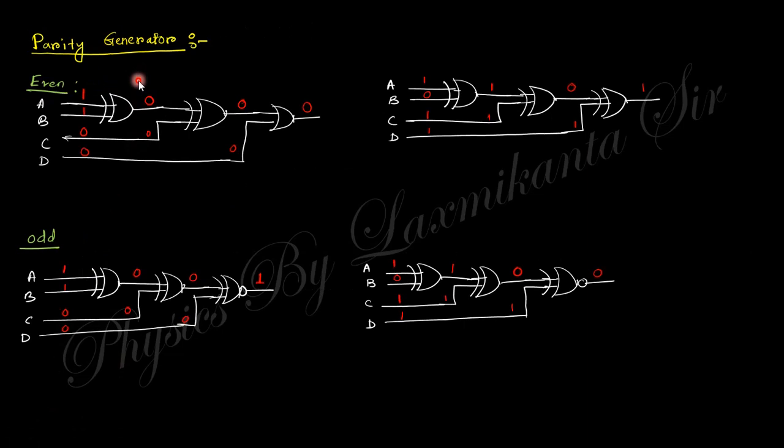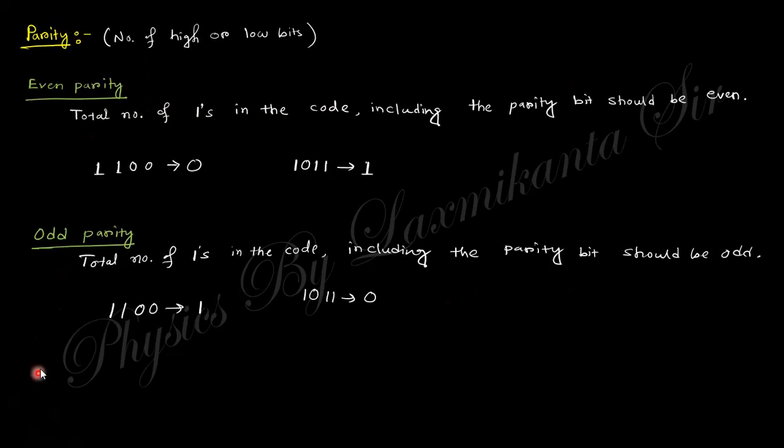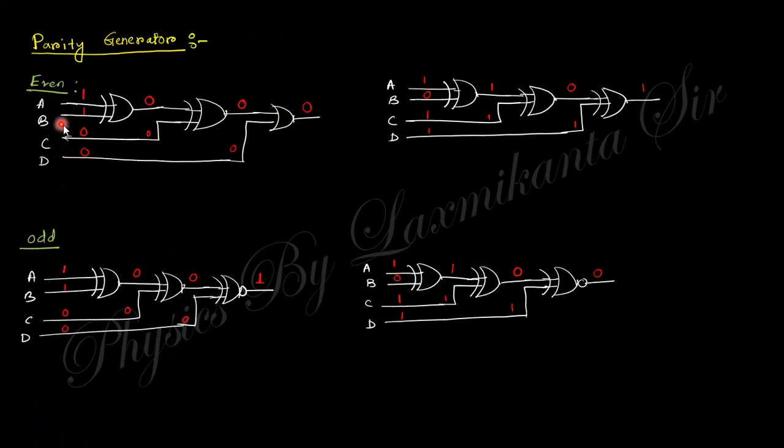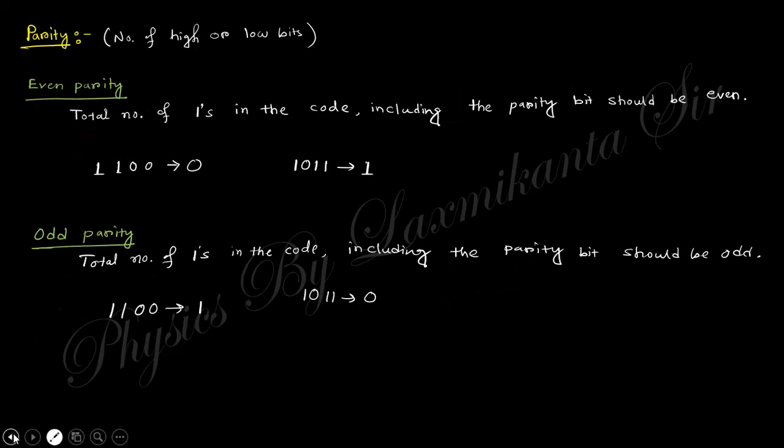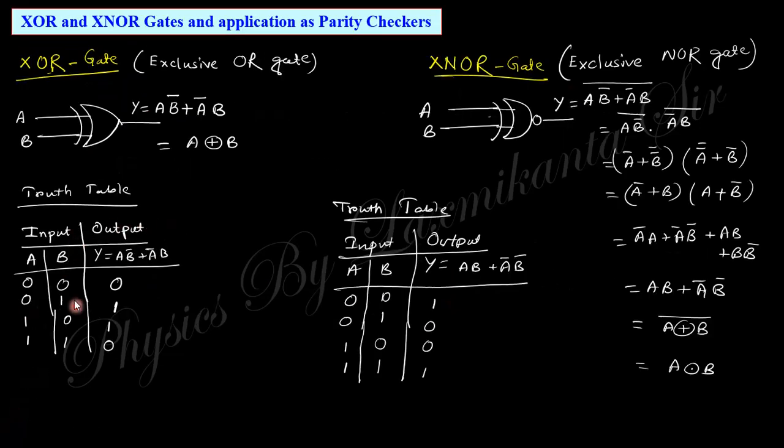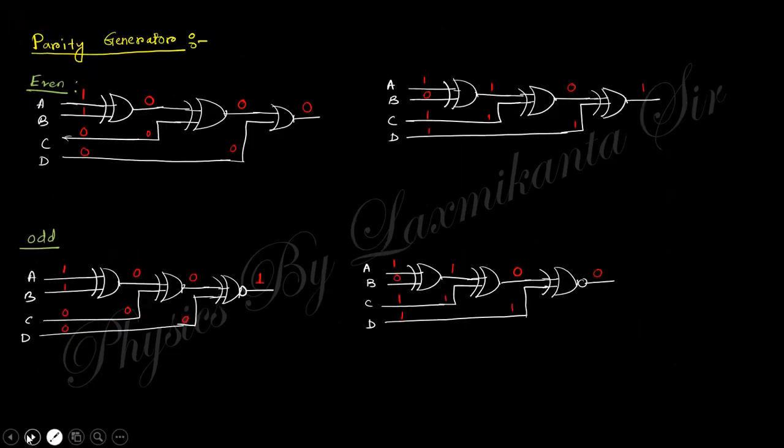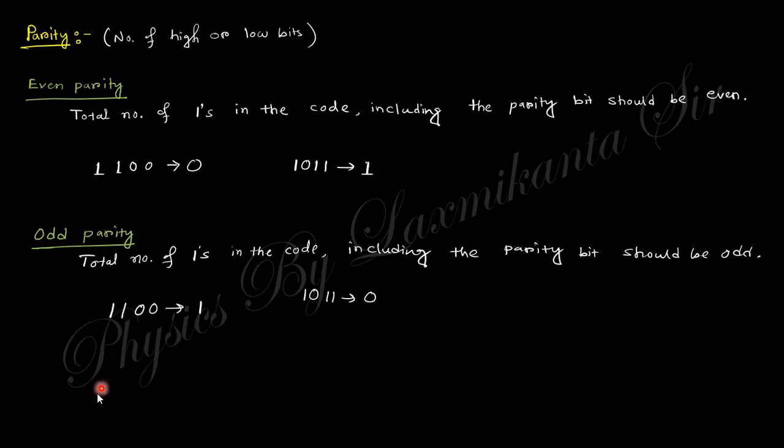Example: we take the same example here, 1100. So there are 4 inputs, 1100. 11 XOR is 0. You can check the truth table. Okay, so remember this truth table. So 11 gives 0, 00 gives 0, and 00 gives 0. So you can see that the even parity of 1100 is 0.